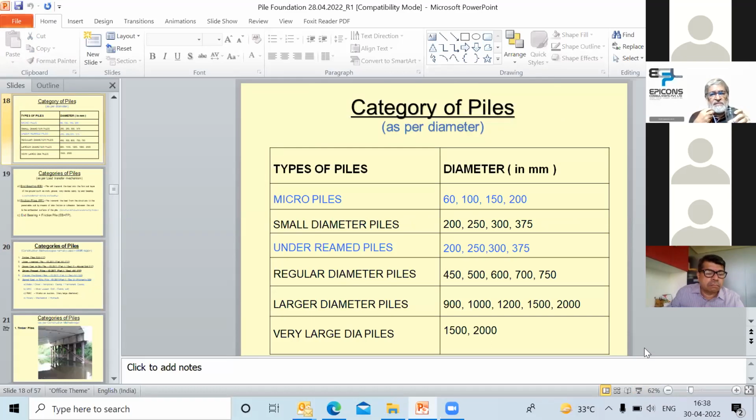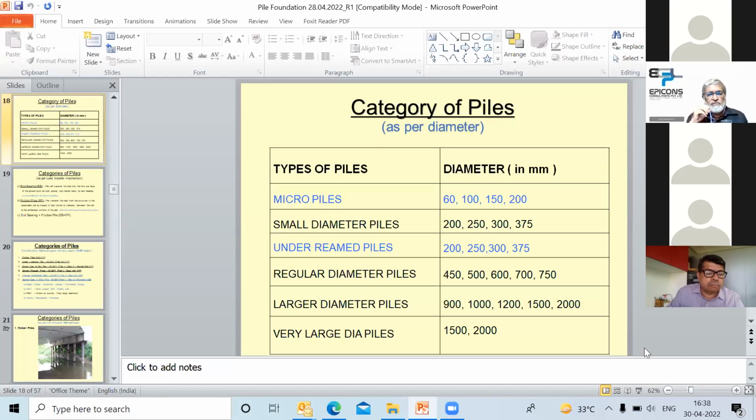So I can say it is micro piles, small diameter pile, under-reamed piles, regular diameter pile, large diameter pile, and very large. Once again, these are not definitions given in the code, but they are dependent on size. A micro pile is a little different type, not regularly used. It is normally used to strengthen the open foundation or raft. And the under-reamed pile is also not regularly used. Basically, it is used whenever there is black cotton soil.